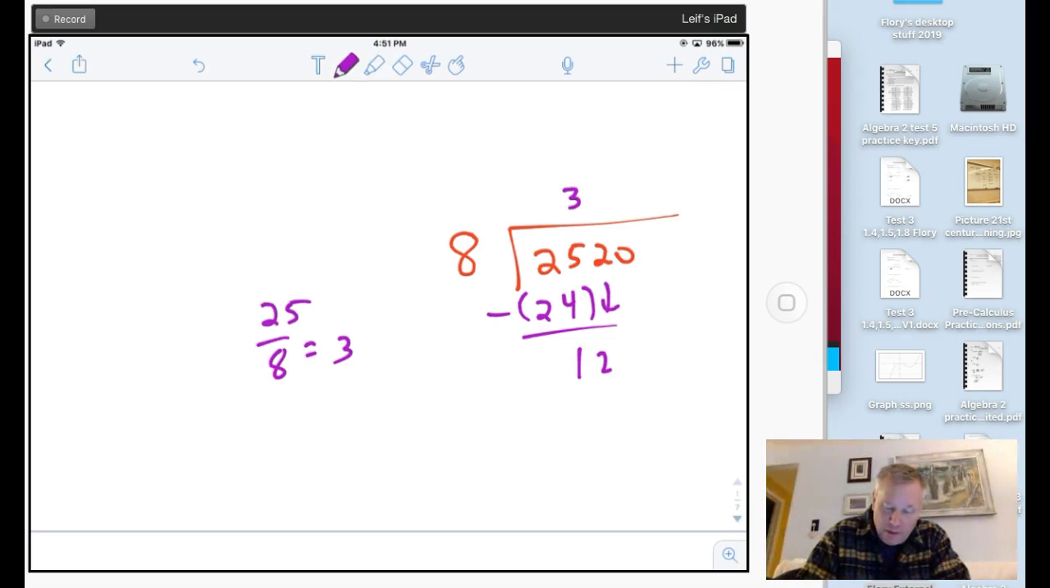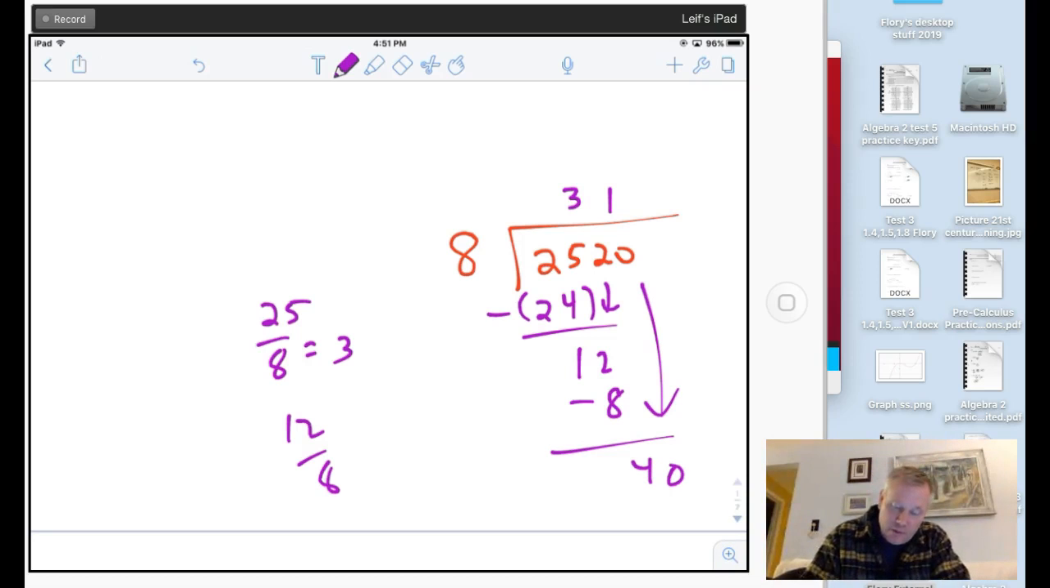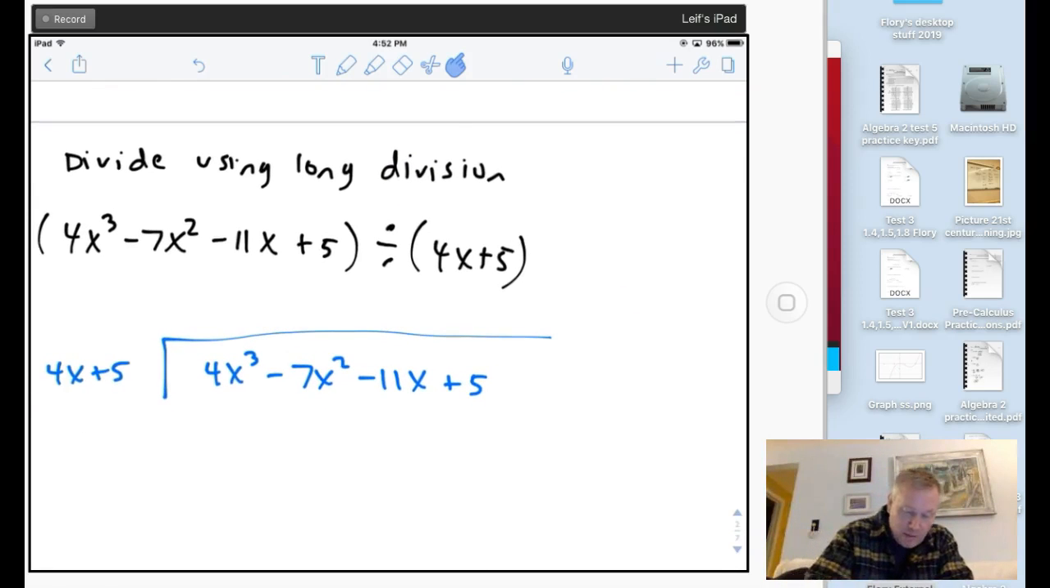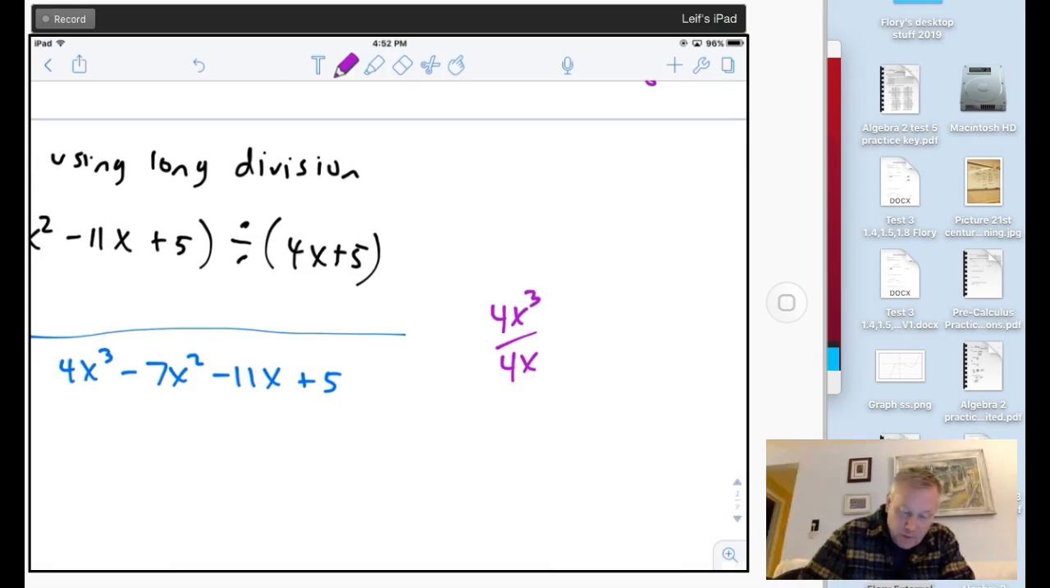And now you divide again. 12 into 8 is 1, and then you multiply 1 times 8, and you get 8, and subtract, and then you get 4, bring down the 0, divide once again, and you get 5, so the answer is 315. It's the same steps that we're doing, it's just we're doing them with polynomials over here. So the first thing I'm going to do is divide, okay? Now I'm going to ignore the plus 5 for a minute and go 4x to the third divided by 4x, okay? And when I divide those, I get x squared.